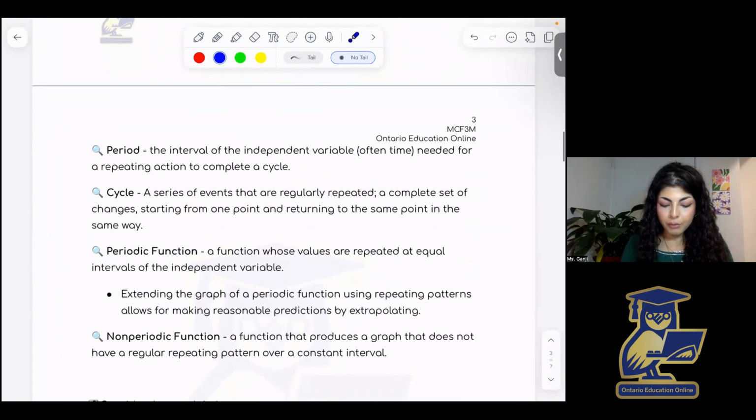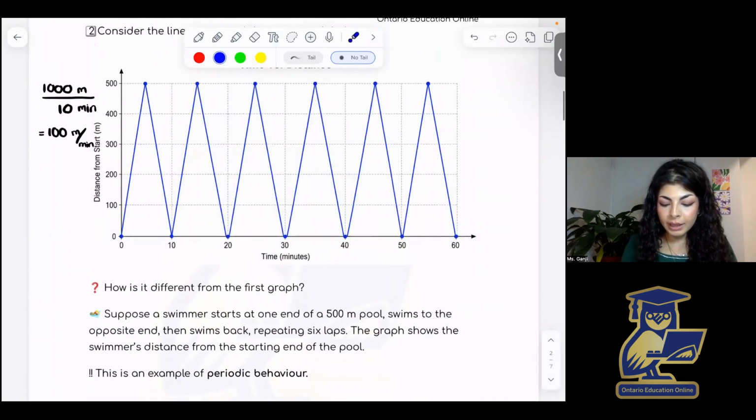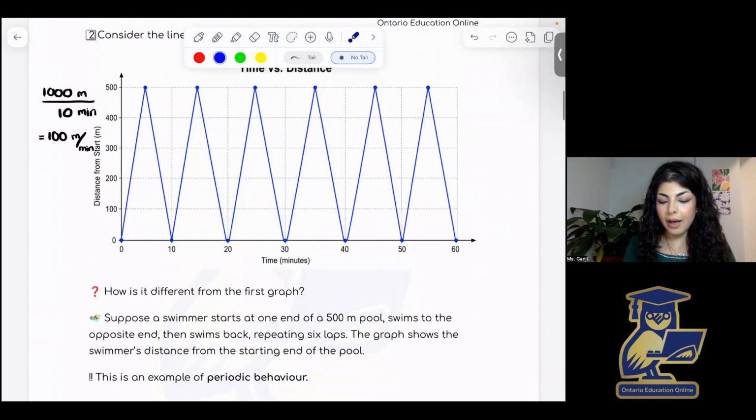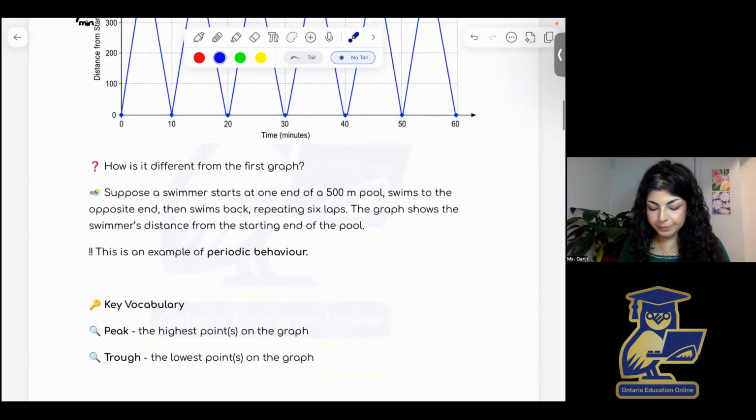Now, some more vocabulary here. A period is the interval of the independent variable, which is often time, needed for a repeating action to complete a cycle. So in this case here, we have 6 repeating cycles, and the period is 10 minutes. Each one lap back and forth takes 10 minutes, so the period will be interpreted as 10 minutes. And we can clearly see time here is my independent variable, or as we know with the x-axis or the horizontal axis, it aligns with that variable there.